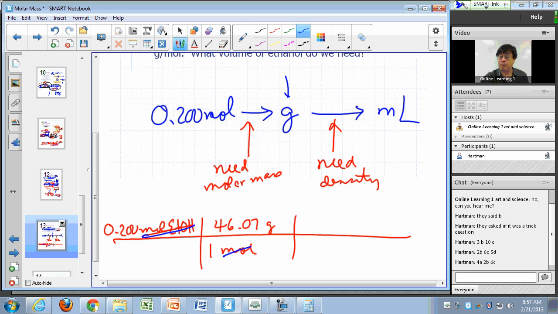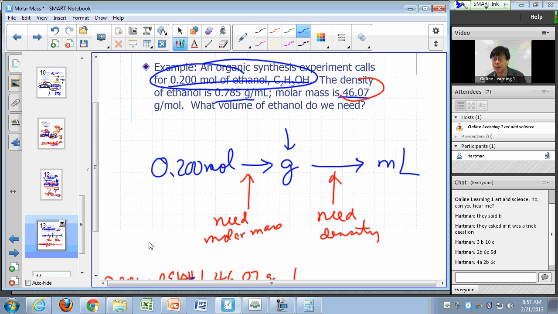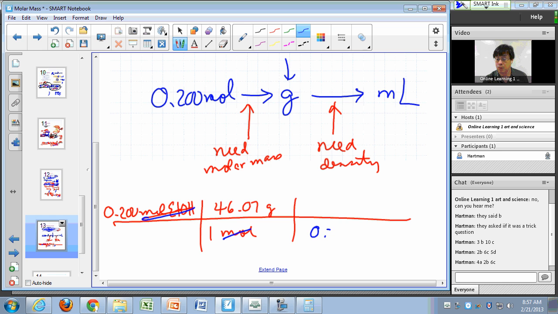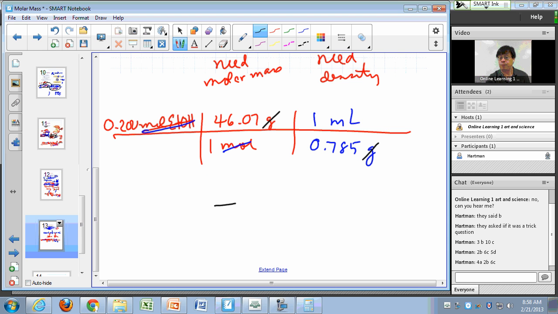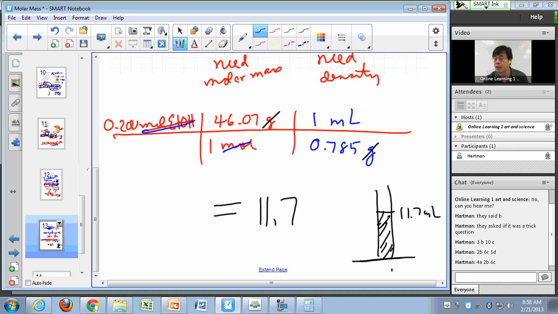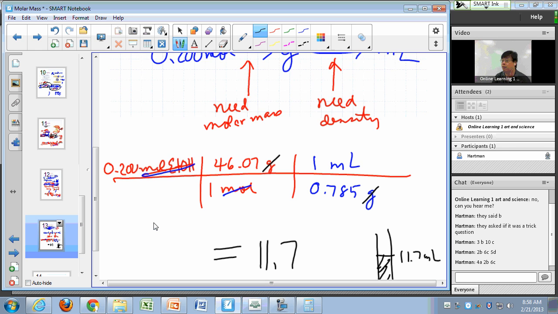Now that I have the answer in grams, I just change that to milliliters using density. What's my density? 0.785 grams per mL. So I can say density is 0.785 grams in 1 milliliter, and that allows me to cancel grams. If you calculate that, 0.200 times 46.07 divided by 0.785 gives you 11.7 milliliters. So I go to the lab, get a graduated cylinder, and fill it with ethanol up to the 11.7 milliliter mark, and that will give me the amount of chemical that I need for my experiment.